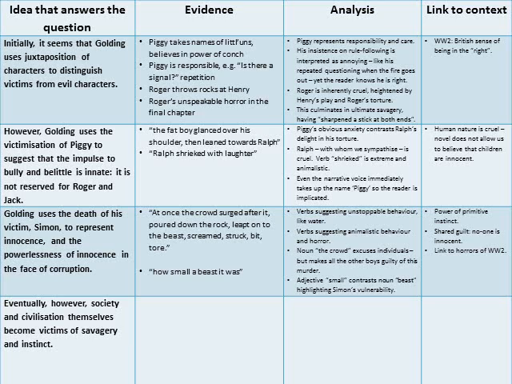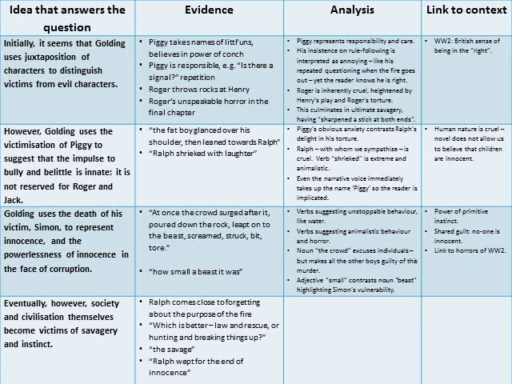And contextually, we're being shown something here about the power of primitive instinct. Even Piggy and Ralph are swept up in this dance that leads to the death of Simon. There's a shared guilt, nobody is innocent. And this again will take us back to the contextual idea of World War II, where Golding believed that all the nations were culpable, guilty of the horrors that were allowed to take place. And then my more abstract point about society and civilization becoming the victims of savagery and instinct, I'm going to back up by looking towards the end of the text.